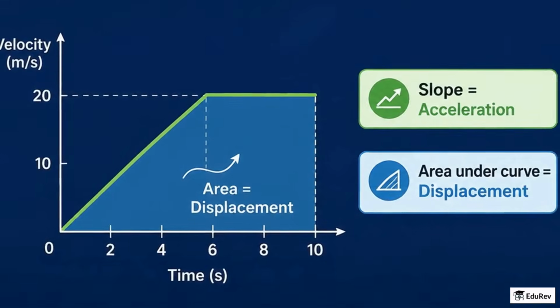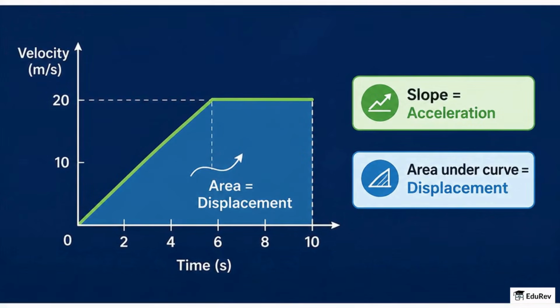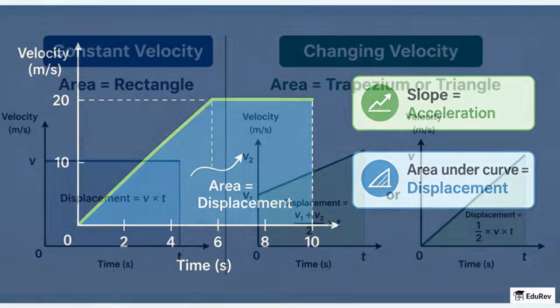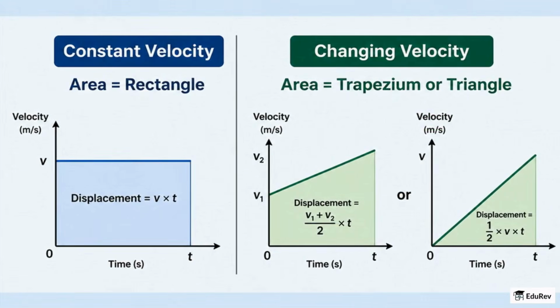A velocity-time graph shows how velocity changes with time. Its slope gives acceleration and the area under the curve gives displacement. For constant velocity, the area is a rectangle. For changing velocity, use the area of a trapezium or triangle to find displacement.